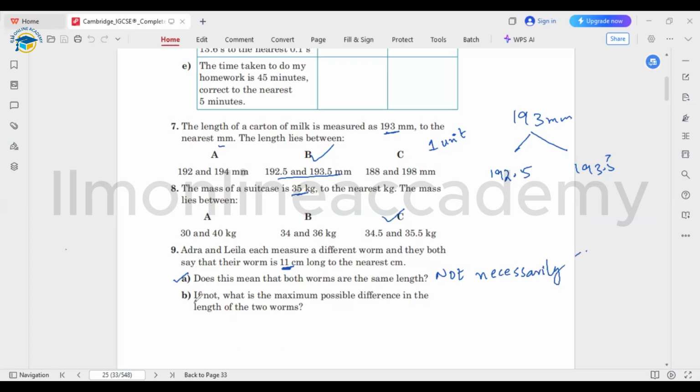Okay. Next, part B. They're saying if not, what is the maximum possible difference in the length of the worms? As they're asking for the nearest centimeter, this will be only according to the 1 unit difference, 1 centimeter. This can be the difference, okay? Because they are asking what the nearest centimeter could be. As this is 1 unit, this will be 1 centimeter. Okay, so this was your part number 9. Let's move to the next part.